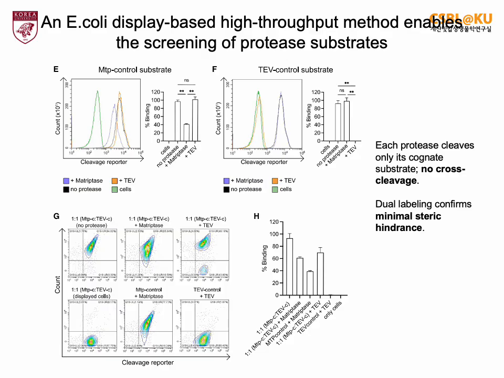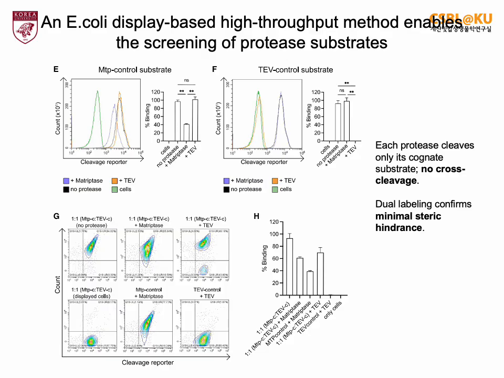The study validated an E. coli surface display vector using substrates for matriptase as well as TEV protease as control. Upon treatment with the matching protease, cells showed reduced fluorescence from the cleavage reporter, confirming specific on-target cleavage. No cross-cleavage was observed between the two proteases. Dual labeling of expression and the cleavage reporters indicated minimal steric hindrance on the cell surface.